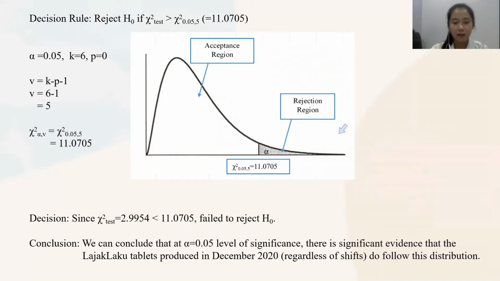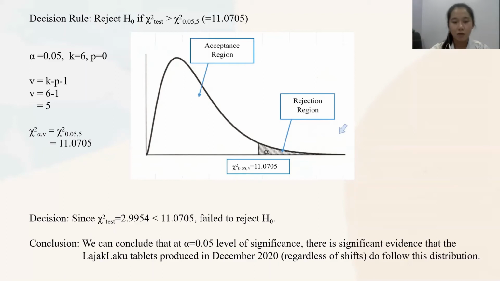The test is a one-tailed test where H0 is rejected if the calculated chi-square test statistic is greater than the critical value, which is equal to 11.0705. To make a decision, we found that the chi-square test value we calculate is equal to 2.9954, which is smaller than 11.0705, which means that we fail to reject H0.